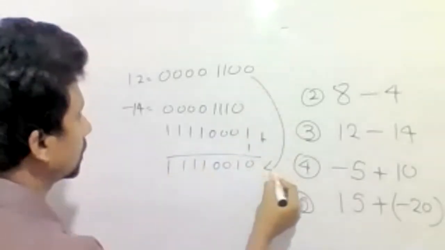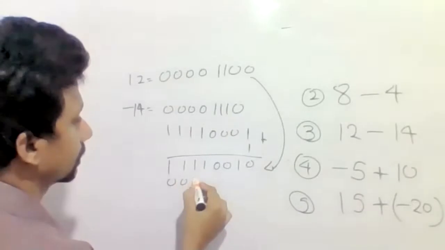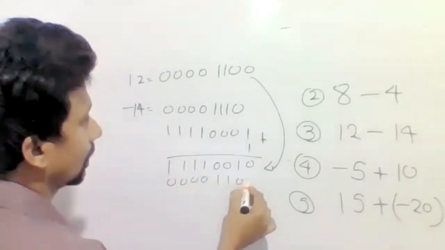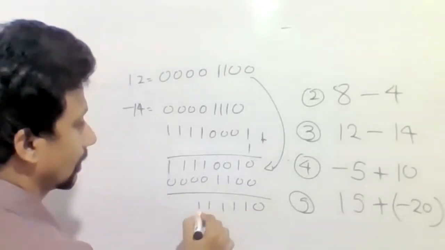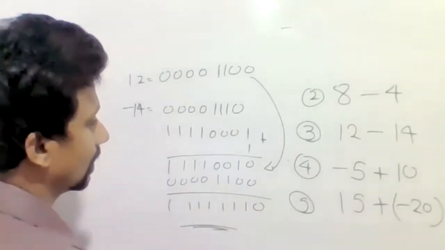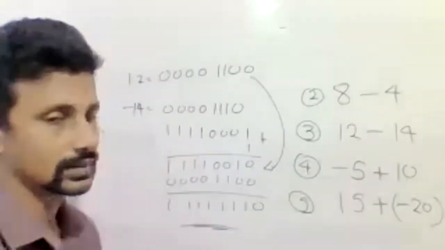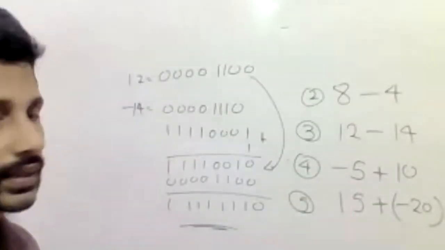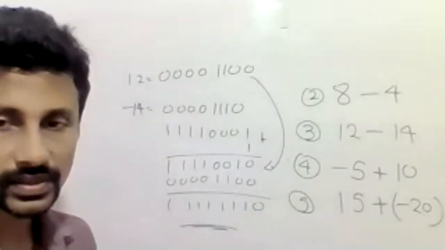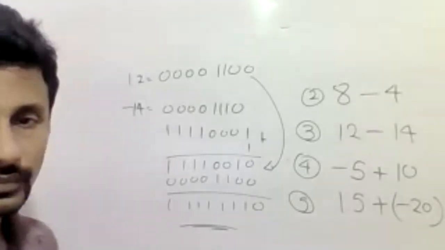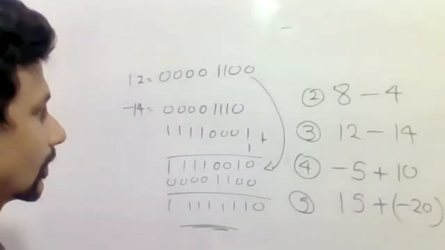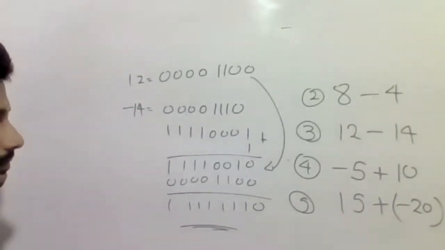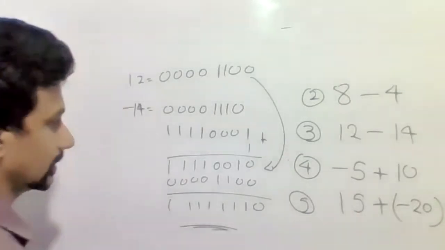So I am taking this bit, 12. Add them together. So this is your answer. That is for the third question. Yes, you have sent me the correct answers. Good. Then I am going to take the fourth question.